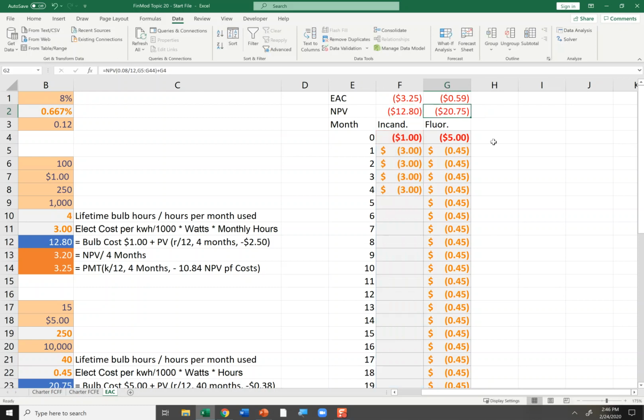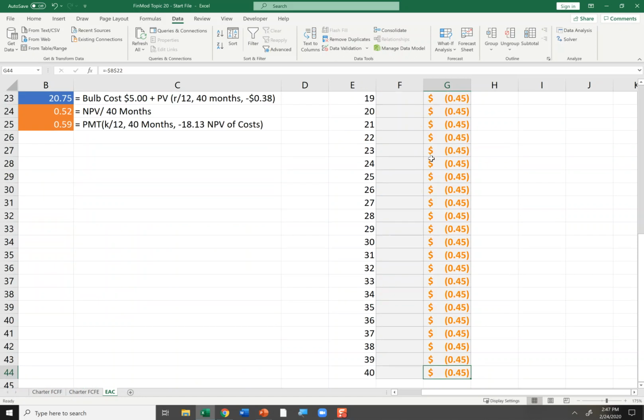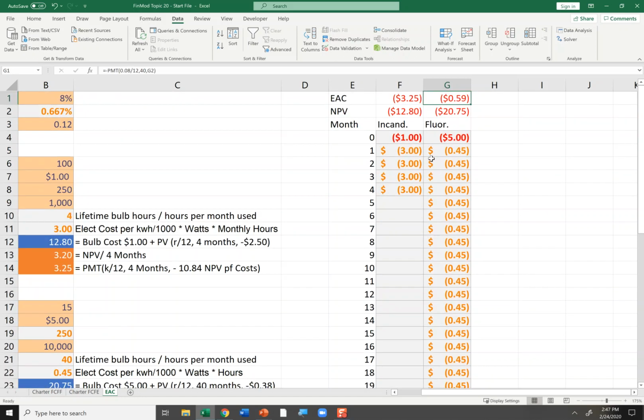However, what if I bought this fluorescent light bulb? I'd spend $5 to buy the light bulb. Now this cost here is a little bit different. This 100-watt incandescent light bulb has the same amount of light as a 15-watt fluorescent light bulb. So I got about 15% of the electricity to run this light bulb. So I just put in 45 cents as my cost to run this light bulb each month. Also, this expensive light bulb lasts for about 40 months.